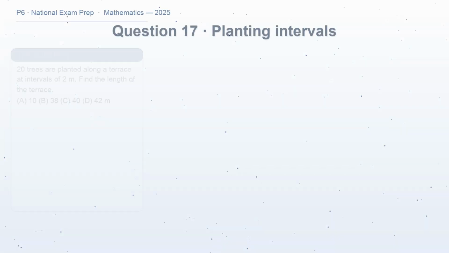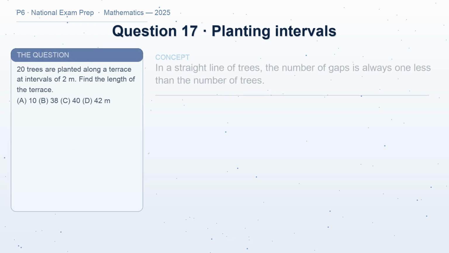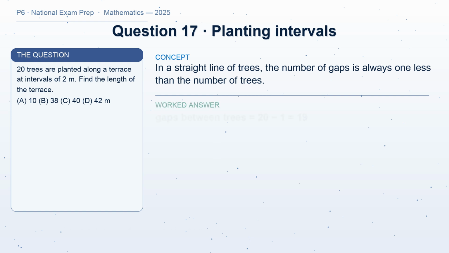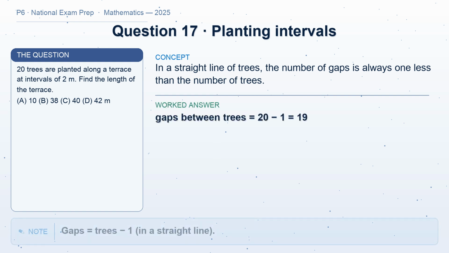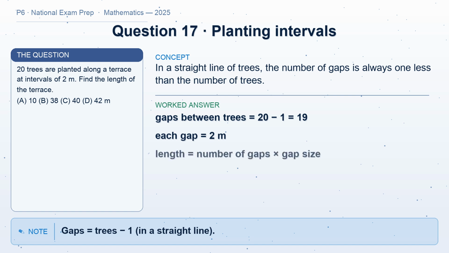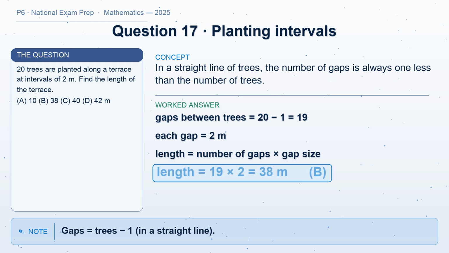Question 17. 20 trees are planted in a straight line along a terrace with 2 meters between each tree. Find the length of the terrace. Here is a helpful idea. Picture the trees like fence posts. The number of gaps between them is always 1 less than the number of trees. So 20 trees make 19 gaps. Each gap is 2 meters, so the length is 19 times 2. That gives 38 meters. The answer is 38 meters, option B.